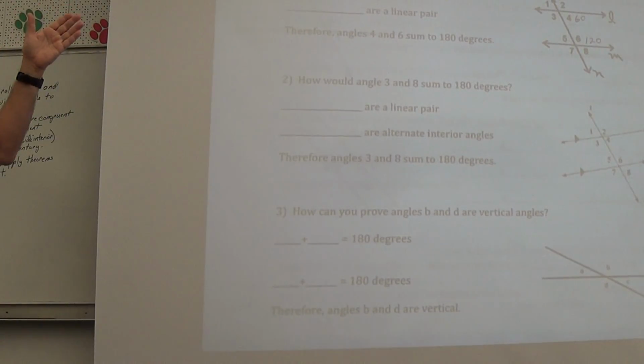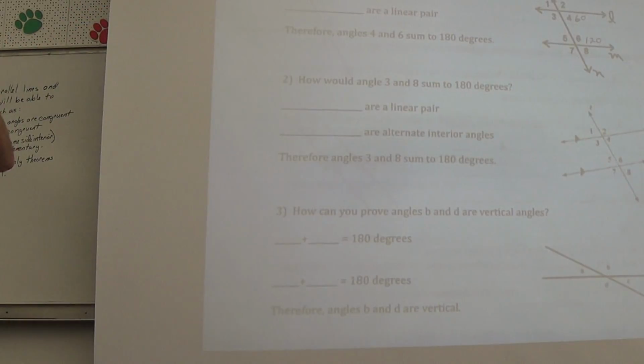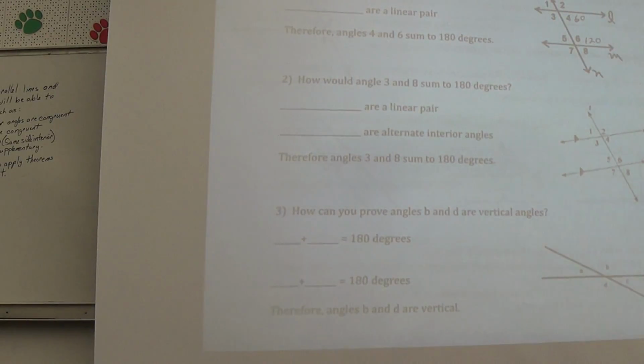And we could do it the other direction. We could do it with angle 2, okay? But we want to look at angle 4, we want to look at angle 6 and see where that linear pair is. Well, there's a couple of linear pairs to angle 6. We have 5 and 6 that would be a linear pair, right? And we have 6 and 8 that's going to be a linear pair. Everybody see that? 5 and 6 is a linear pair, 6 and 8 is a linear pair.